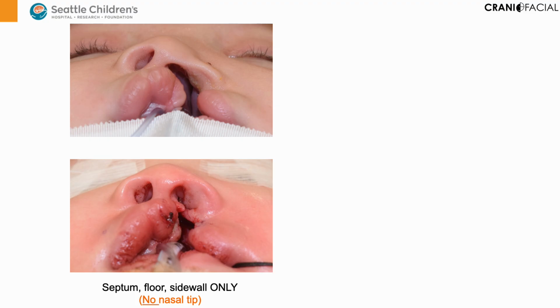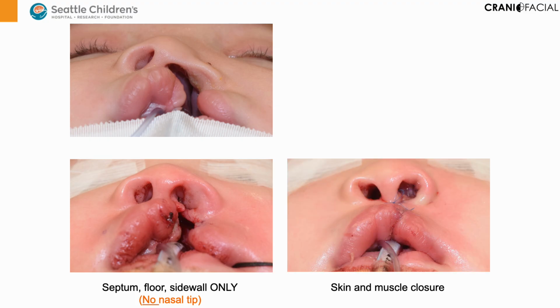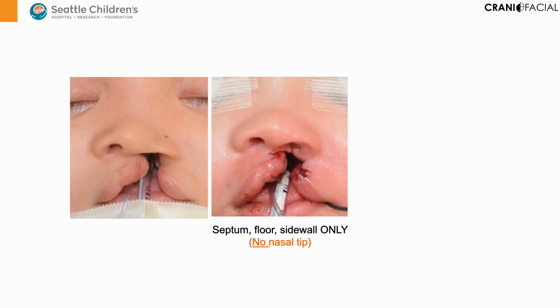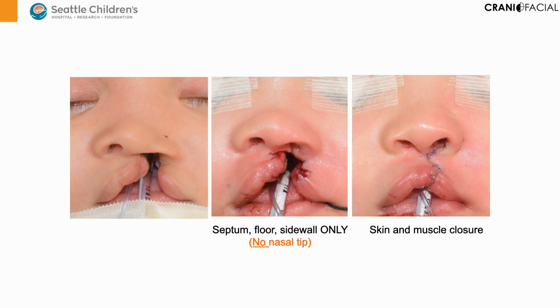And in these photo strips, you can see how correction of the septum, floor, and sidewall only, with no nasal tip dissection, produces profound changes in the shape of the nose that are finalized with skin and muscle inset. On frontal view, again, with correction of the septum, floor, and sidewall only with no nasal tip dissection, there are profound changes in the shape of the nose, with the final adjustment made with skin and muscle inset.